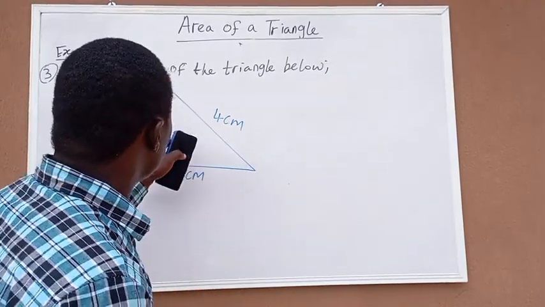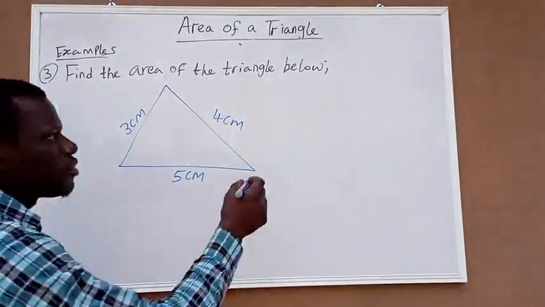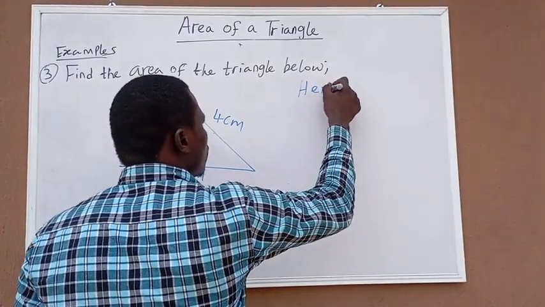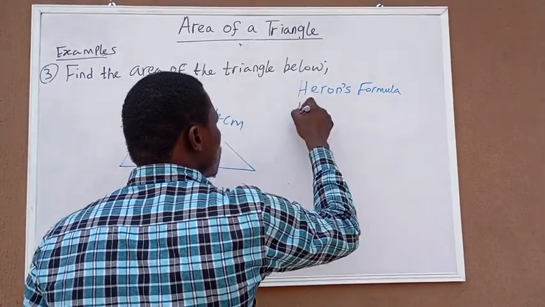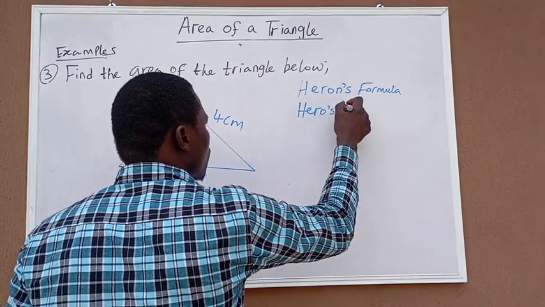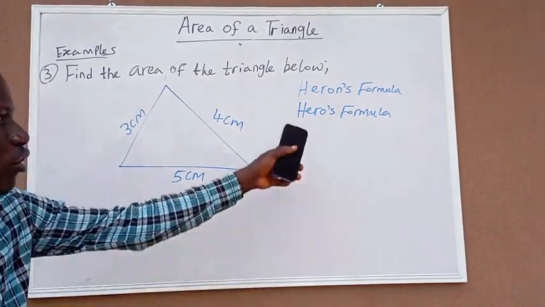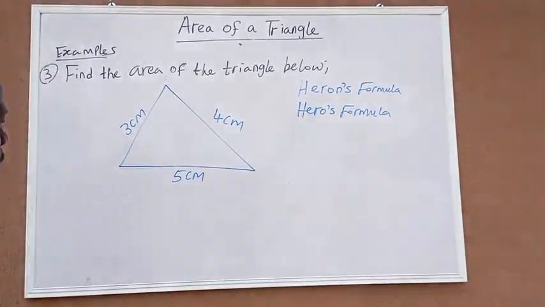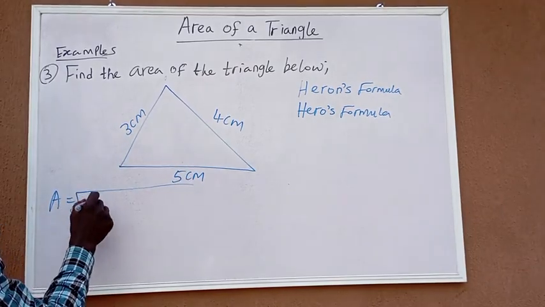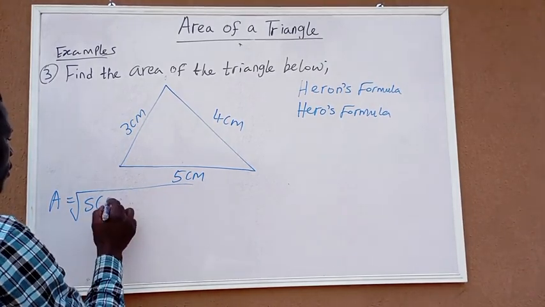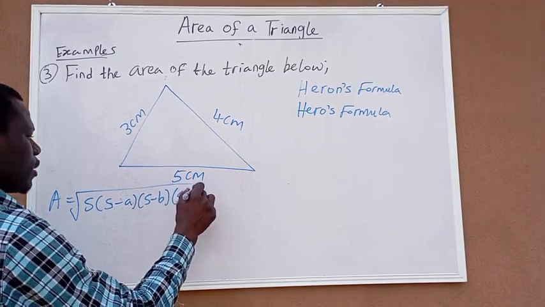This time around, we have a triangle where all the three sides are given, and that is when we apply Heron's formula. Some textbooks have it as Hero's formula, and that actually sounds more catchy, so most people prefer to go with this. So it's okay. We have that A equals the square root of s into s minus A into s minus B and s minus C.